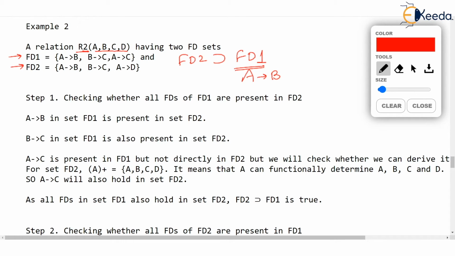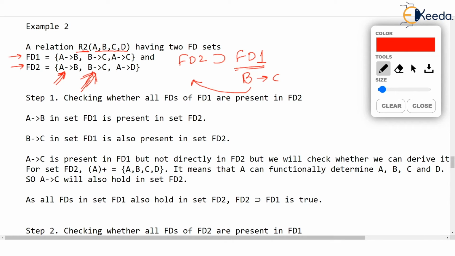Okay. Now, let's take the second dependency from FD1. Second dependency is B determines C, you observe. Let's see whether this can be derived by FD2. Can this be derived by FD2? Yes, very well, because B determines C is already there, isn't it, in FD2. Now, let's take the third dependency from FD1. FD1 has a dependency A determines C. Can this be derived by FD2?